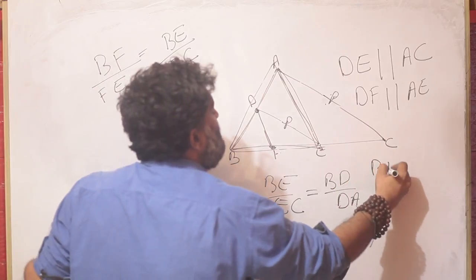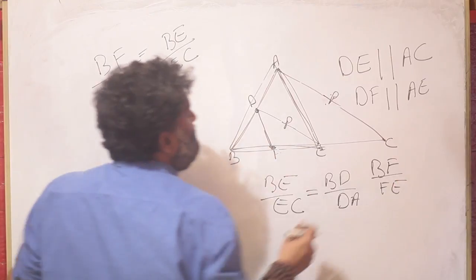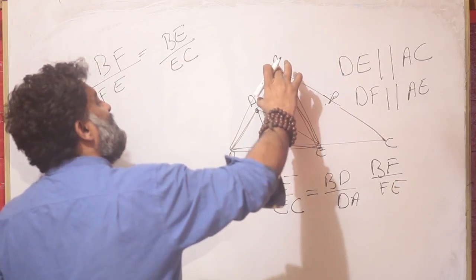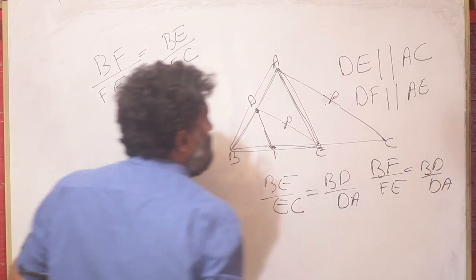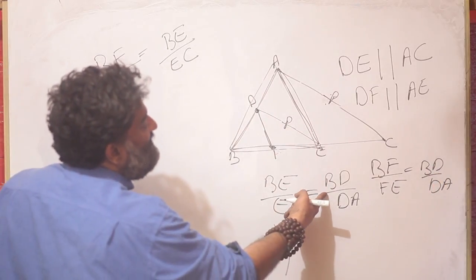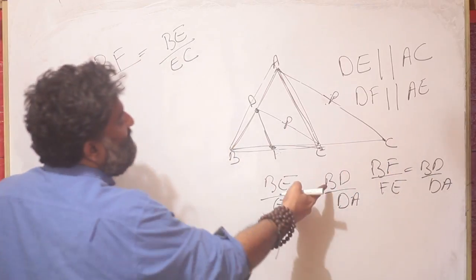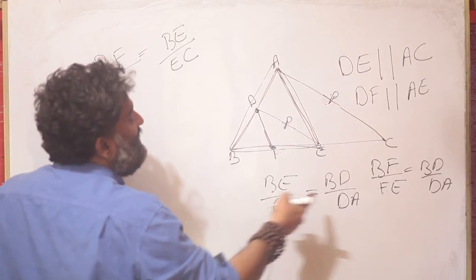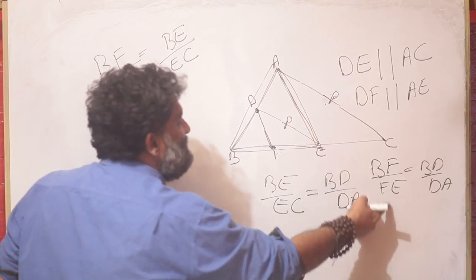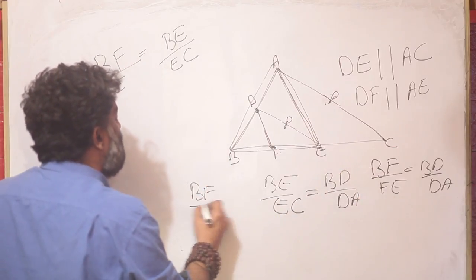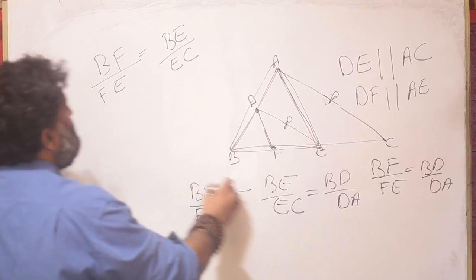That means BF upon FE is equal to BD upon DA. And you already saw BD upon DA somewhere. So BF upon FE is equal to BD upon DA, but BD upon DA is also equal to BE upon EC. That means BF upon FE is equal to BE upon EC, and you are done.